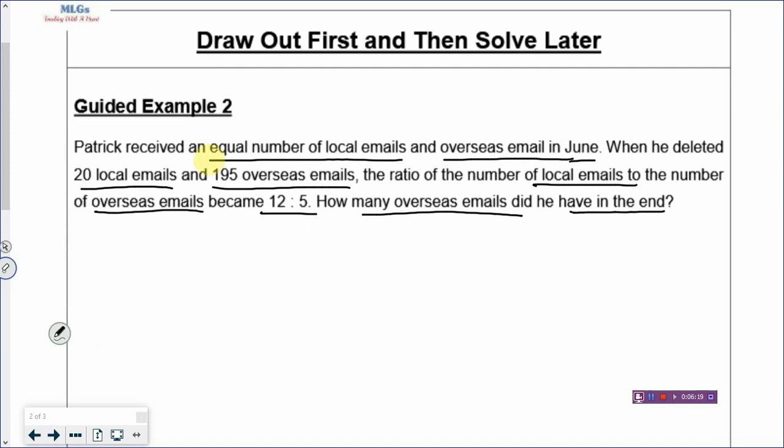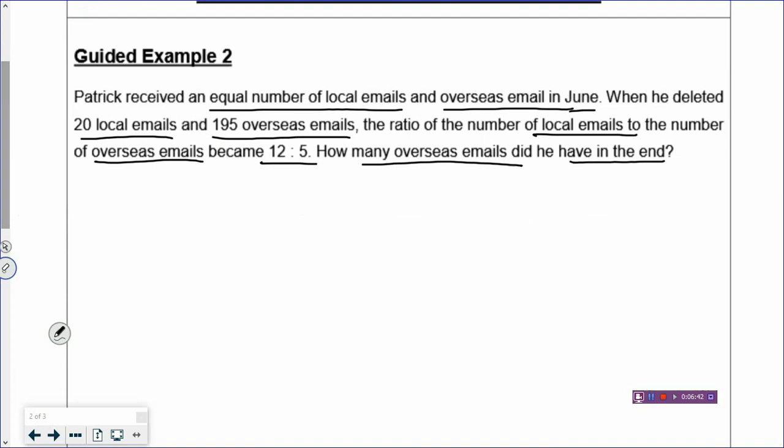So what is unchanged? Now, in this problem, everything has changed because he deleted 20 local emails, so there'll be lesser local, and there will also be lesser overseas emails. And how about the difference? Is the difference unchanged? Then you need to ask, did he delete an equal number of local emails and overseas emails? No, he didn't. So the difference is also changed. So everything changed. Then how do we draw the model?